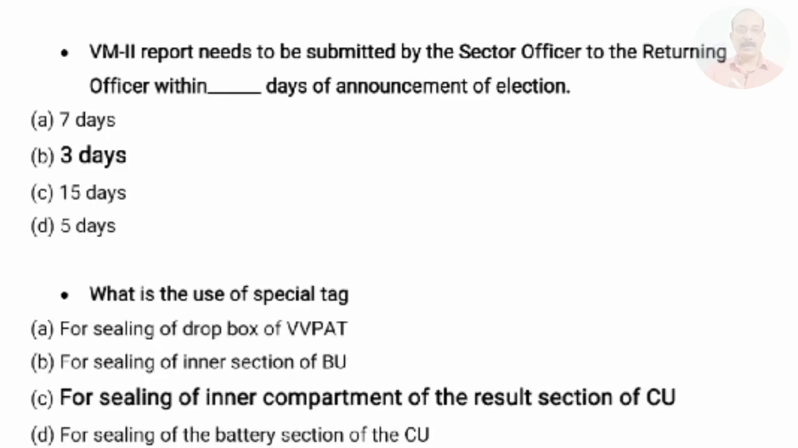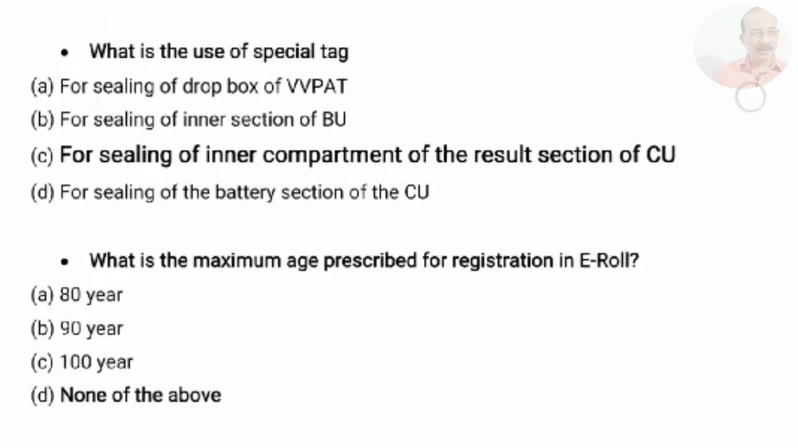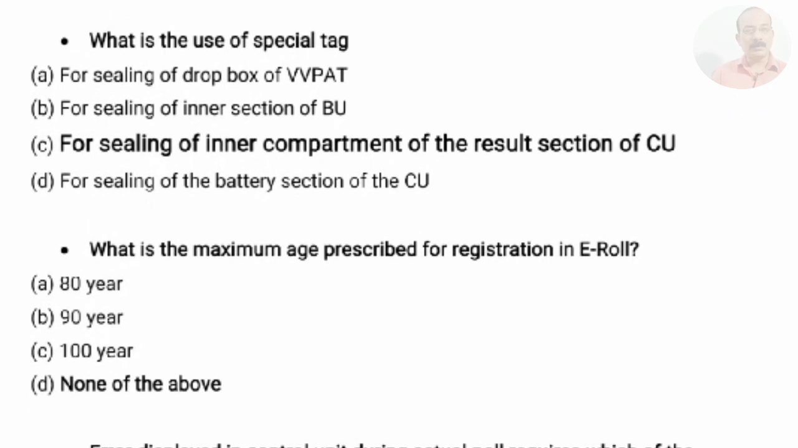VM2 report needs to be submitted by the sector officer to the returning officer within dash days of the announcement of election. Correct answer option B, 3 days. What is the use of a special tag? Option C, for sealing the inner compartment of the result section of a control unit.